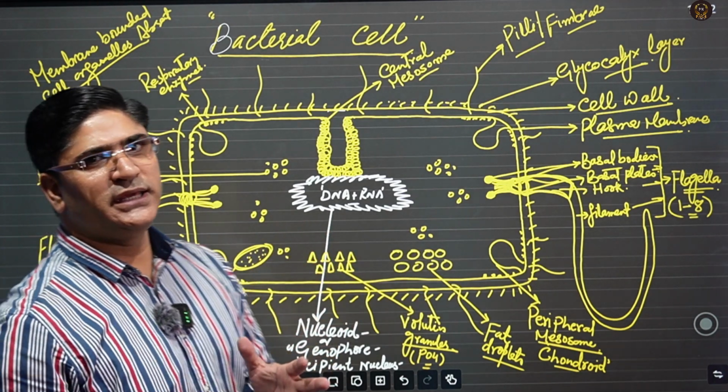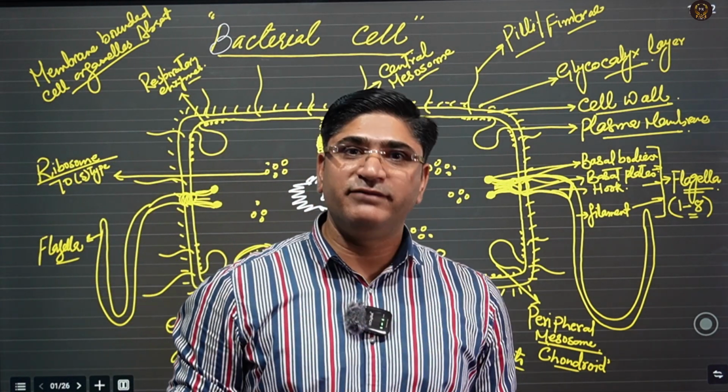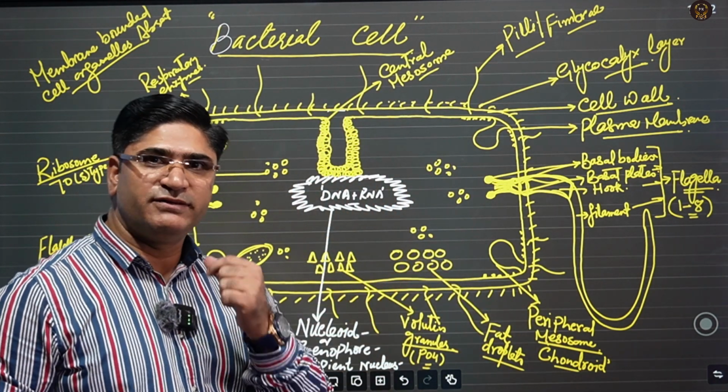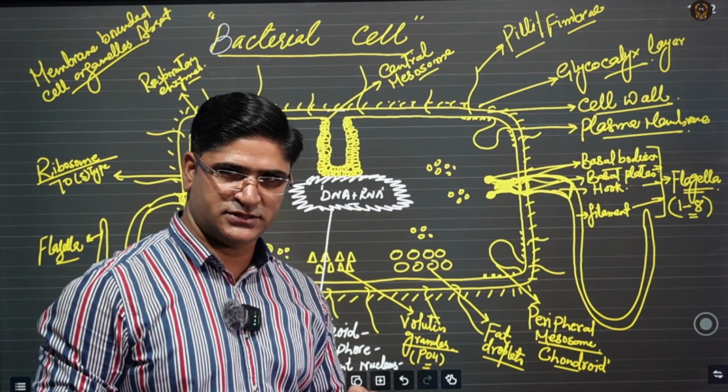So inclusion bodies are those bodies which are non-living in nature. All these food storage bodies are non-living, so they are called inclusion bodies. Fine, remember.